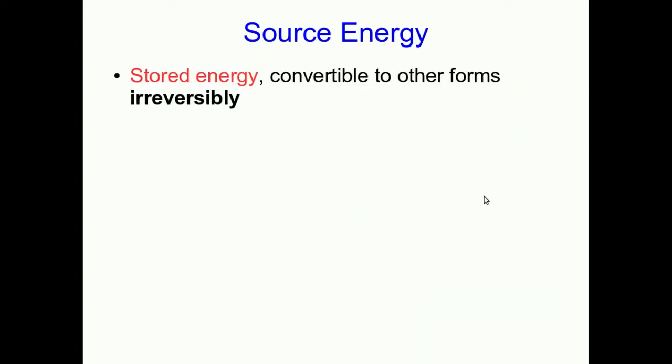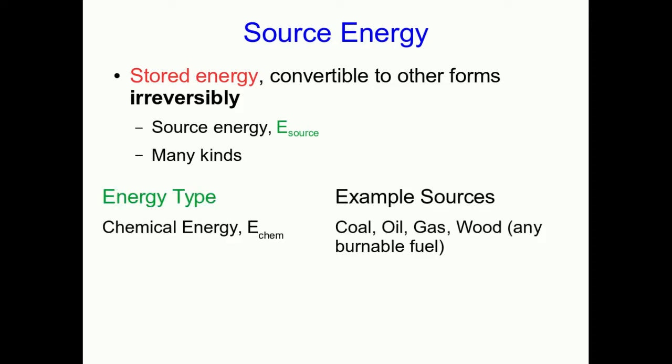Like potential energy, source energy can be thought of as a type of energy that's stored in objects, but unlike it, whenever we convert it to other forms, we do so irreversibly. We'll call it source energy, but there are many kinds. For example, chemical energy, which is what we just saw with the firecracker, and typical sources are coal, oil, gas, wood, any burnable fuel, but just about any chemical reaction that you can make go spontaneously will result in chemical energy in your set of chemicals being converted into other forms of energy.